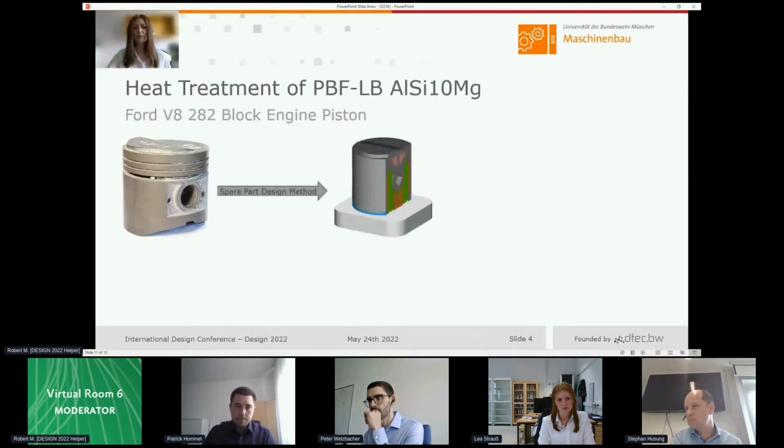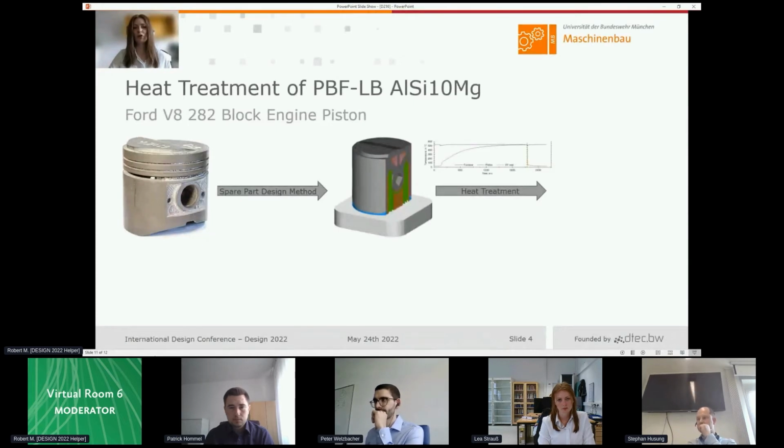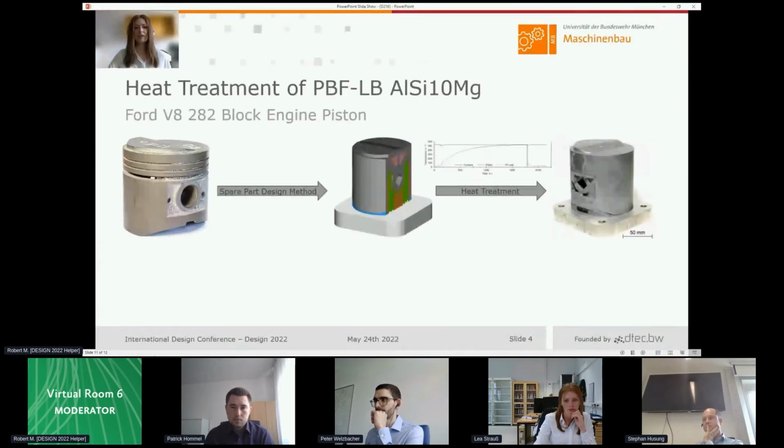The piston was built in an upright position as depicted here. And here, of course, support structures on the inside were essential. Here we chose tree-like support because this leads to a good heat dissipation. After this, a T6-like heat treatment was performed. Here you can see the temperature profiles of the furnace and the piston. And finally, here you can see the result.